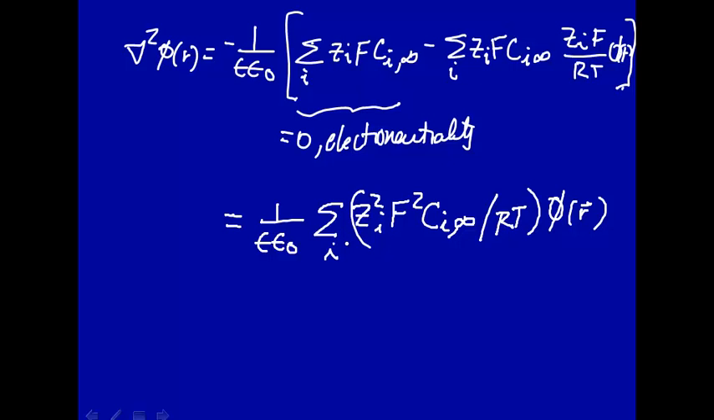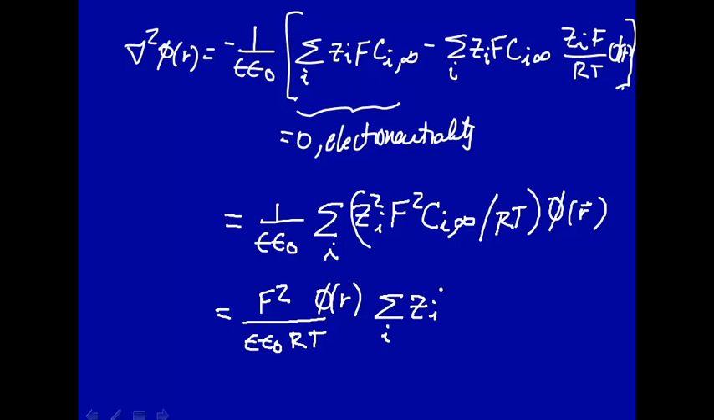All right, let's pull out of this equation all the terms that don't depend upon i, because we're summing over i, so those will be constants. We can pull them out. So the F squared will come out, the RT will come out, and the phi will come out. And here we just have the sum over all the ions of Z squared times the concentration at infinite distance away. This you may recognize as twice the ionic strength.